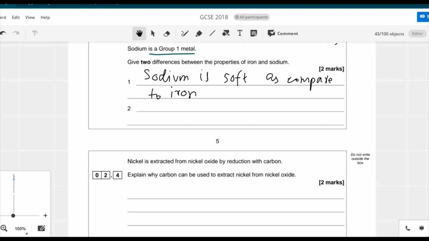What will be the next property? Because we know that sodium readily reacts with water and sodium readily reacts with oxygen, it means that sodium is more reactive than iron. So here sodium is more reactive than iron.